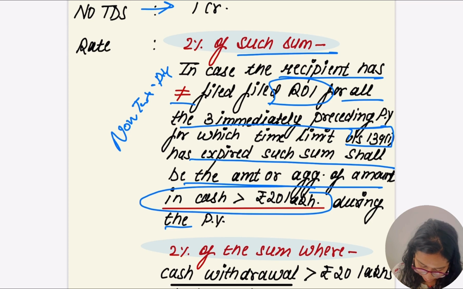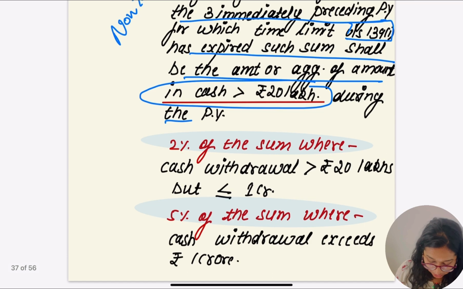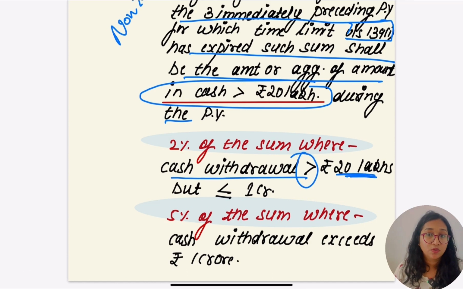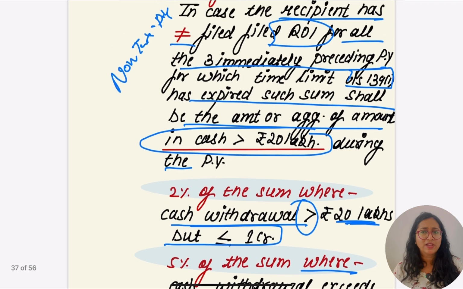Let's go for the other thing, which says 2% of the sum where cash withdrawn exceeds 20 lakh but is up to or equal to 1 crore. 5% of the sum where cash withdrawn exceeds rupees 1 crore. Hope you get my point.